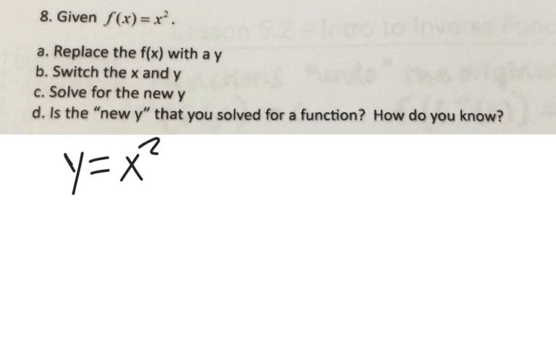Used to, with the x squared, if I plugged in 3, I got out 9. But with the square root of x, if I plugged in 9, I got out 3. I'm really just switching the x and the y value. 3, 9 to 9, 3. 2, 4 to 4, 2. So that's what we do here: we switch the x and the y.